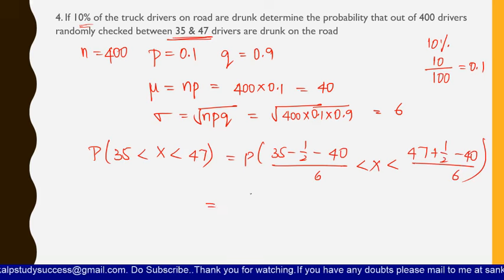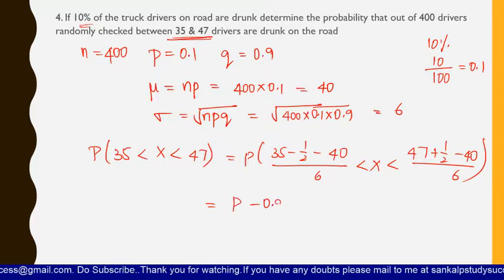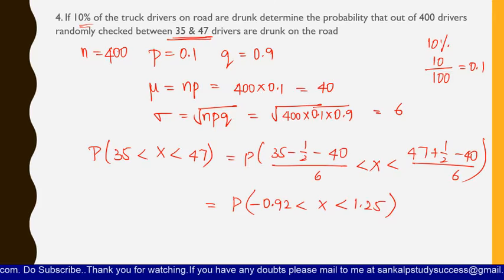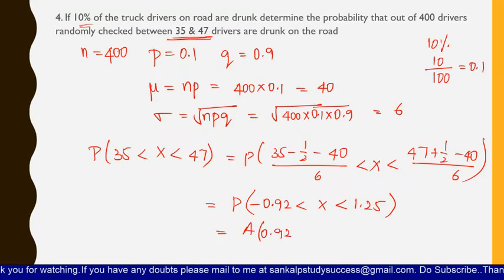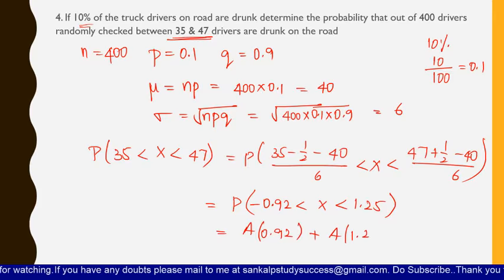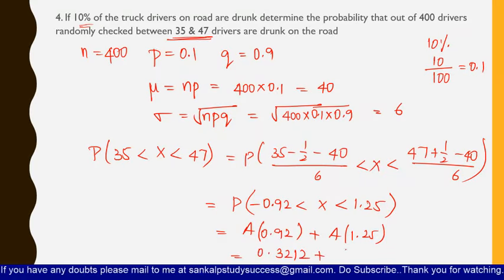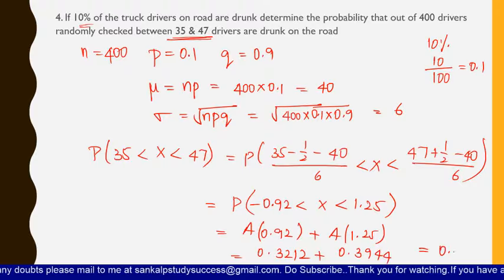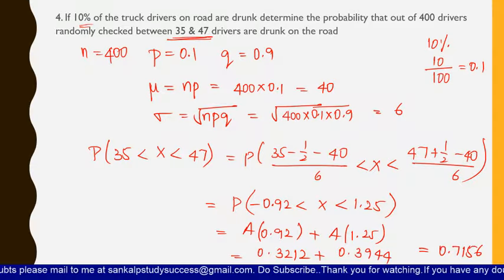So now after the simplification of these two terms, you will get minus 0.92, which is less than x less than 1.25. So here, this is of the first form and both the numbers are having different signs. So you have to just add the areas, which is area of 0.92 plus area of 1.25. So if you take the values from the Z distribution table, you will get 0.3212 plus 0.3944, which is equal to 0.7156. So this is the value.